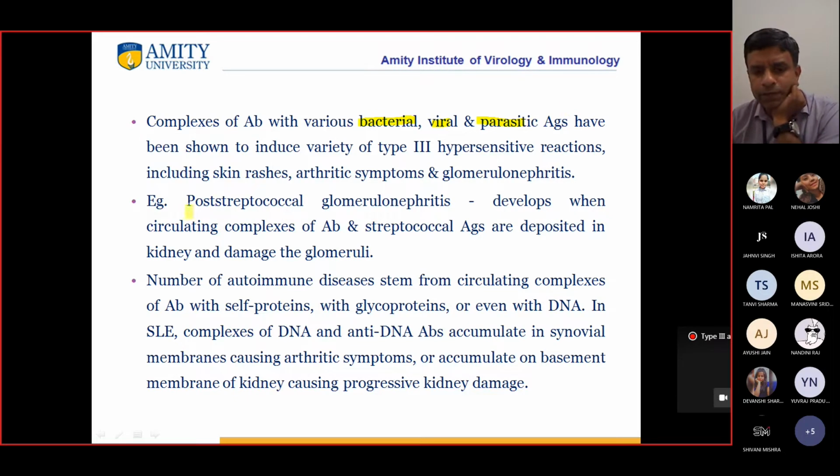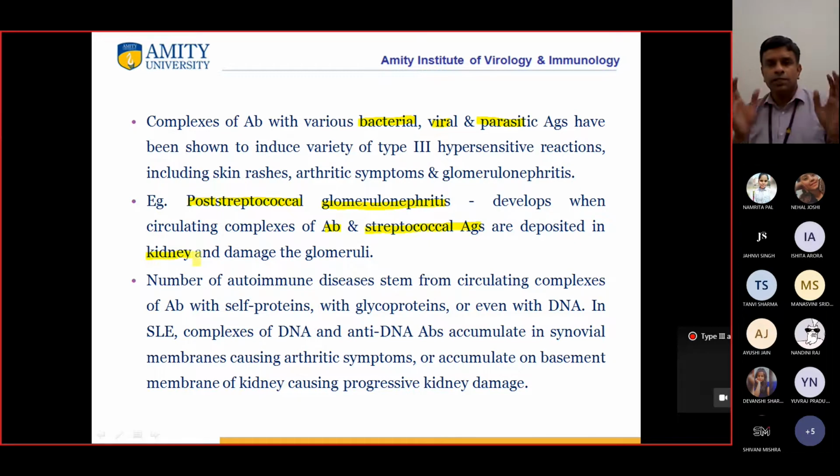So let's see the example of post-streptococcal glomerulonephritis, okay, which means post, after streptococcal. So after streptococcal infection, you can have glomerulonephritis. Now this develops when circulating complexes of antibody and streptococcal antigen are deposited in the kidney.